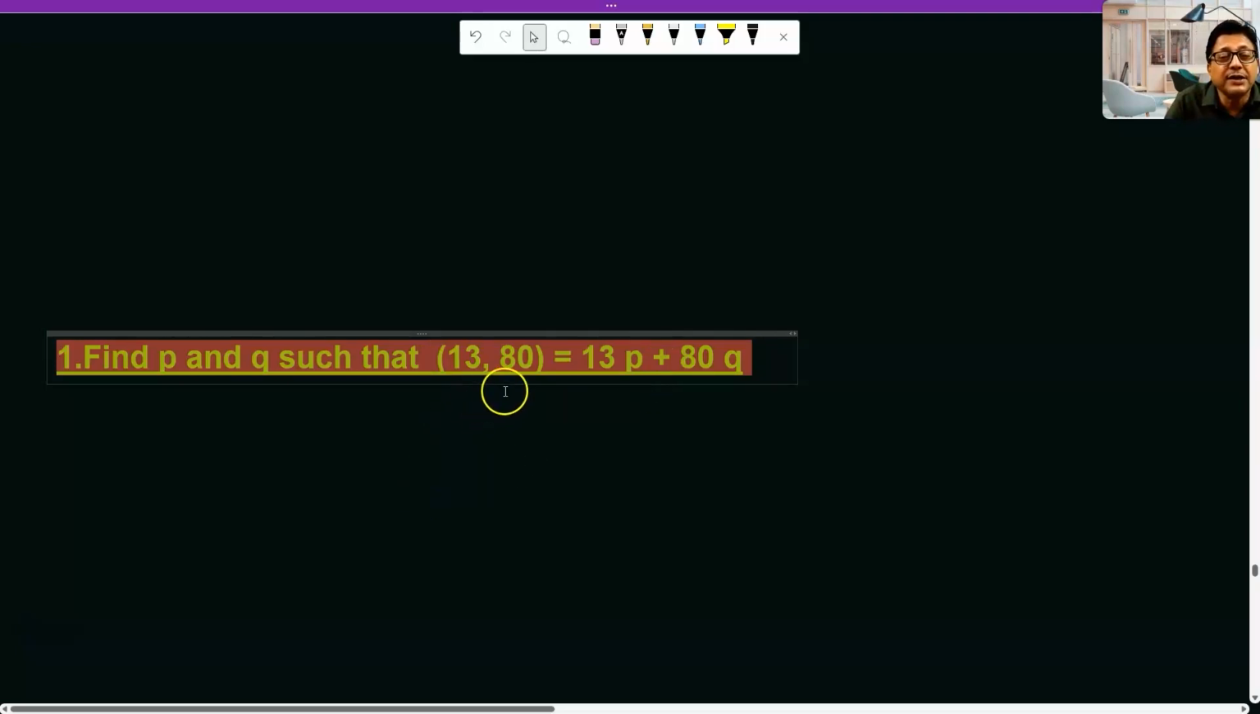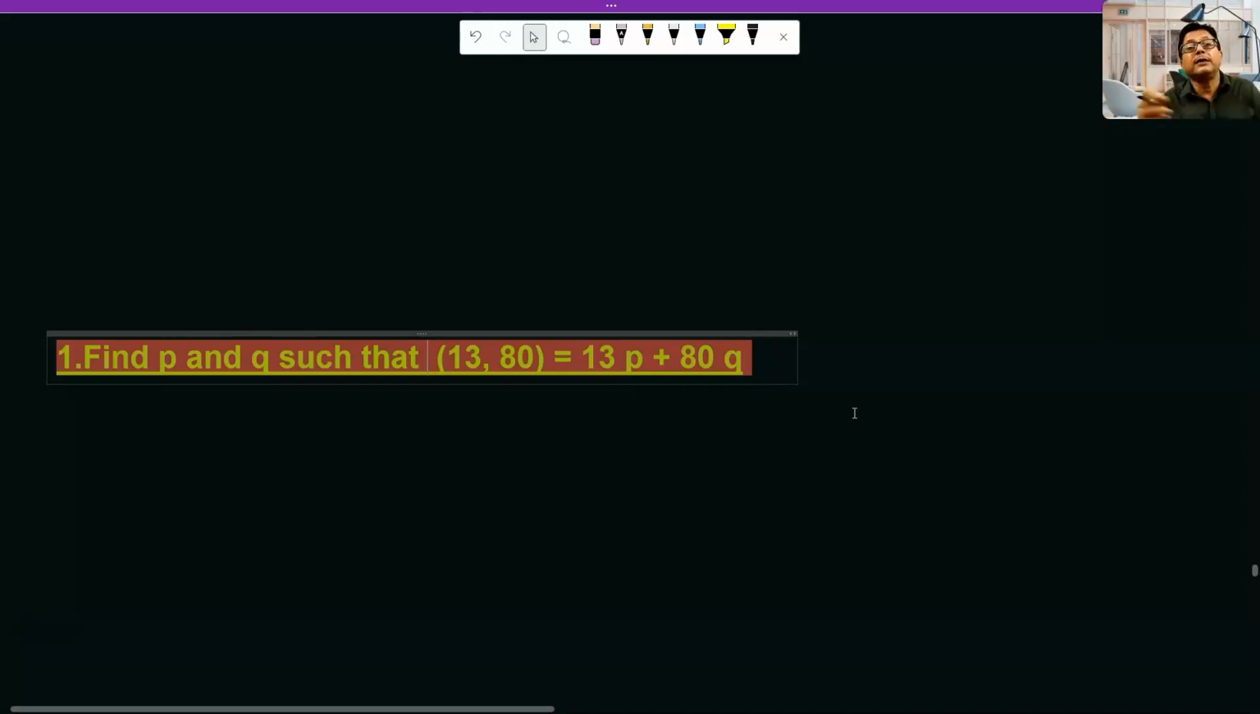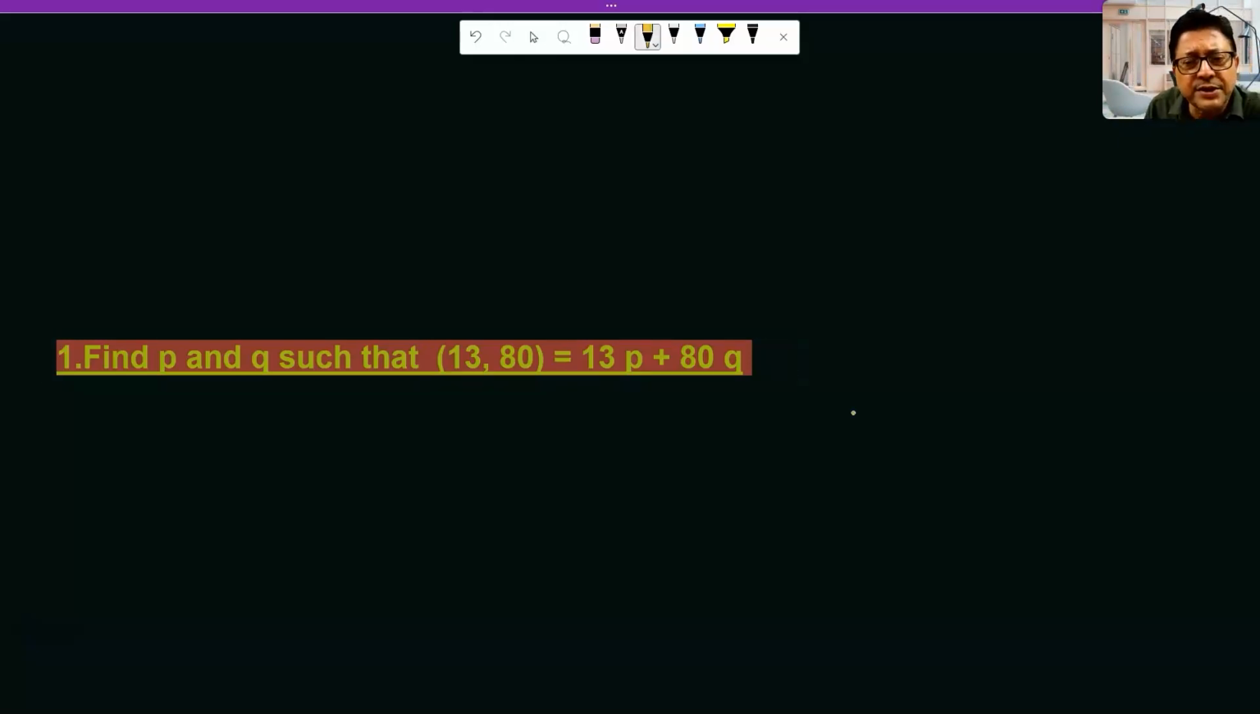You will find a very good application of what we have just done here. 13 and 80, their GCD will be equal to 13p plus 80q. You find the values of p and q. Somebody can treat this one as an equation. Find a value of p and q. This is not unique, I told you. So that 13 and 80, their GCD can be expressed as LC of 13 and 80. Similar question. So you can do it at ease.